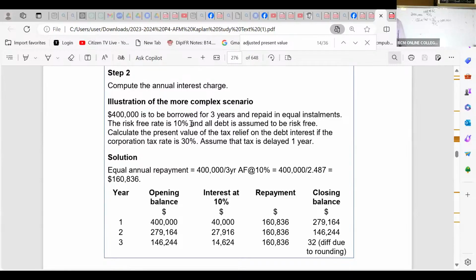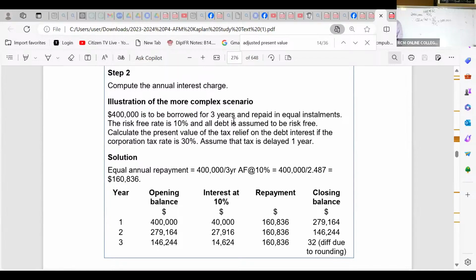Look at this illustration. We have been given a loan of $400,000, to be borrowed for 3 years and repaid in equal installments. The risk-free rate is 10%, and all debt is assumed to be risk-free. Calculate the present value of the tax relief on the debt interest if the corporation tax rate is 30%. Assume that the tax is delayed 1 year.